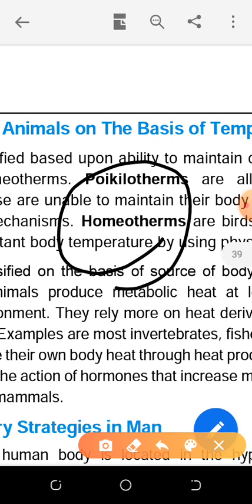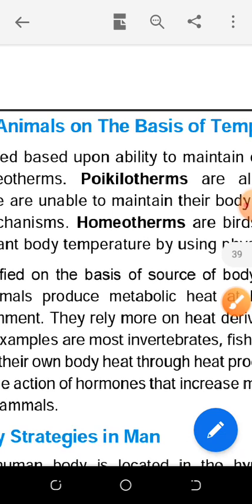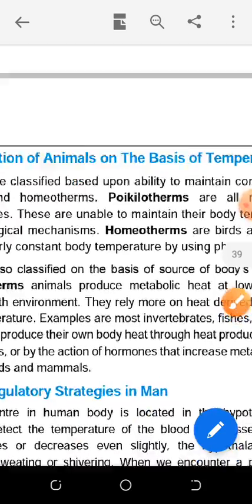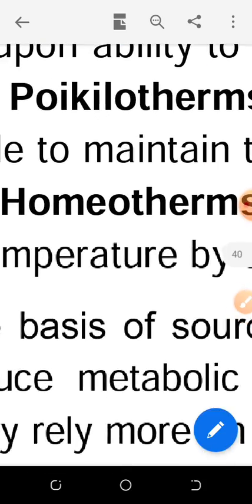Blood will carry this energy and supply it to all parts of the body. Another modification of homeotherms: when the cold weather is there, vasoconstriction will occur in the blood vessels of the skin. What will happen? The blood vessels of the skin will be narrowed.